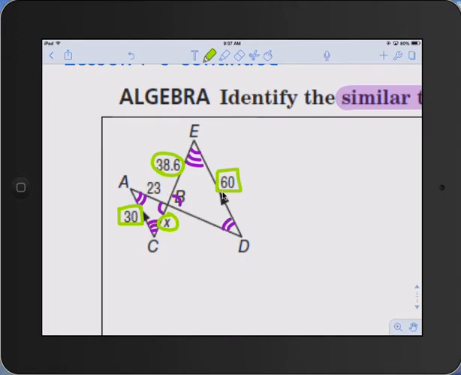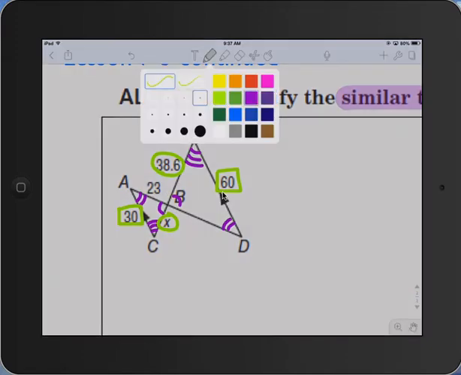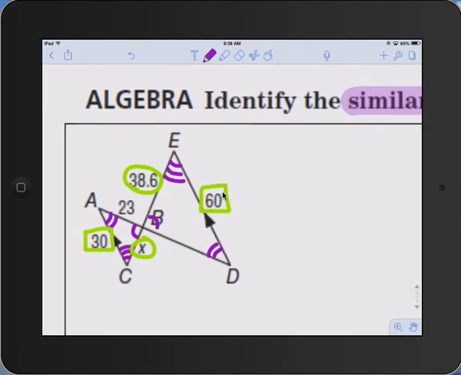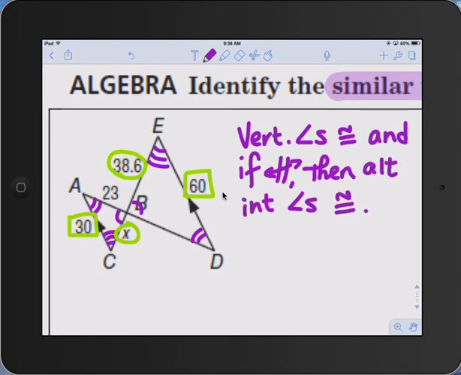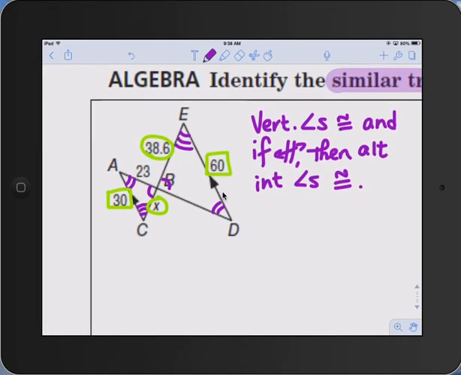Okay, so we can say the triangles are similar using that the vertical angles are congruent, and really you don't have to use that part, but you do need to use that if parallel lines are cut by a transversal, then alternate interior angles are congruent. So you could just use the two pairs of alternate interior, but I went ahead and threw in the vertical angles also because you could do one of each.